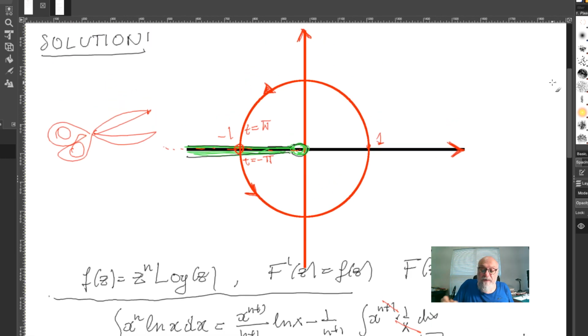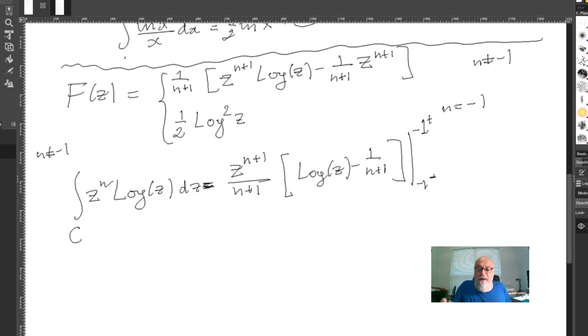So what does it mean? That means we go here. At this point, the logarithm of minus 1 will be equal to minus i pi. On that side, the log of minus 1 will be equal to i pi. So that's the difference. So we understand that everything except the value of the logarithm will be the same. So I can just plug it in, and I'm getting minus 1 to the power n plus 1, divided by n plus 1.